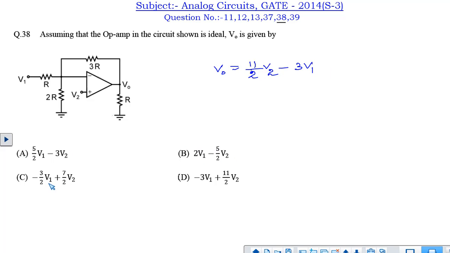Among the options, if we see, this one is the solution. So minus 3 V1 plus 11 by 2 V2 is the correct answer. Hence option D is the correct answer. Thank you.